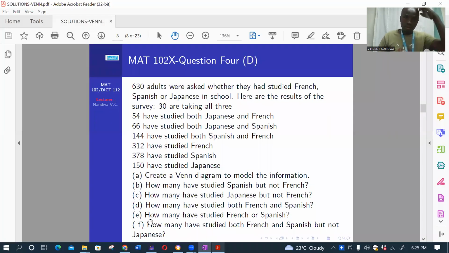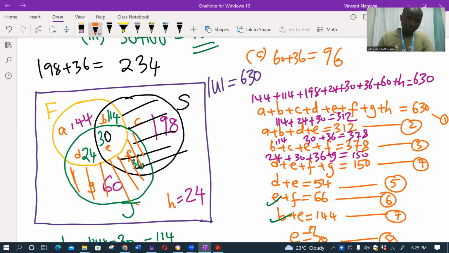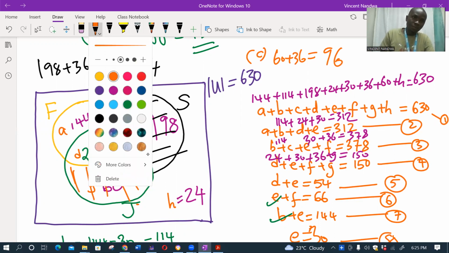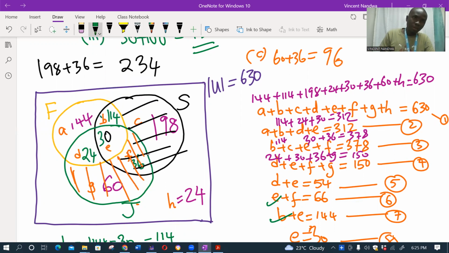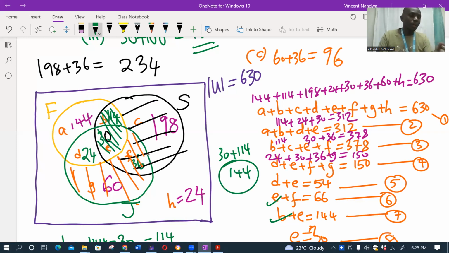And then D, how many have studied both French and Spanish? French and Spanish means where F and S meet. F and S meet at this section. So 30 plus 114, so 114 plus 30 is 144. So the answer will be 144 for part D.